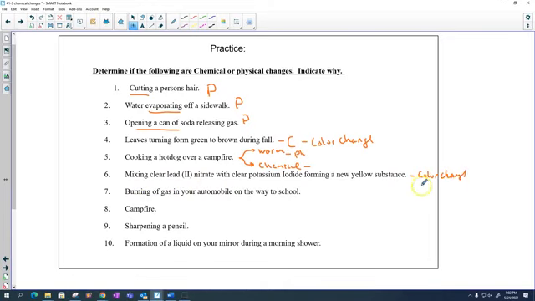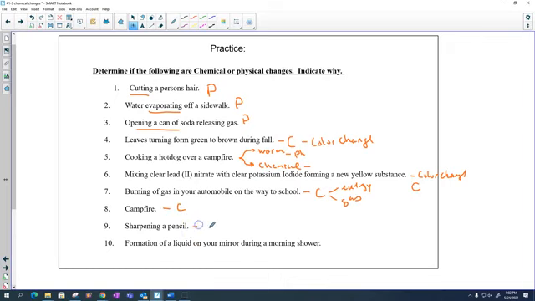and it is going to be a chemical reaction. Burning the gas in your automobile on the way to school. That's definitely a combustion reaction, a chemical reaction. Lots of indicators here, whether it be energy or gas evolution. Campfire, a good example of chemical for the same reasons.